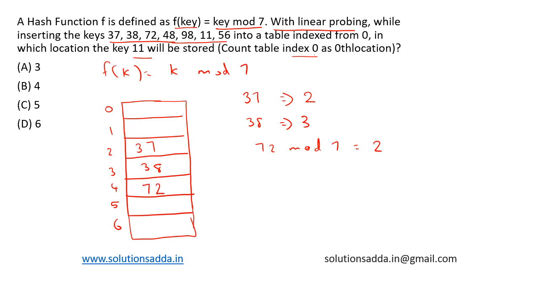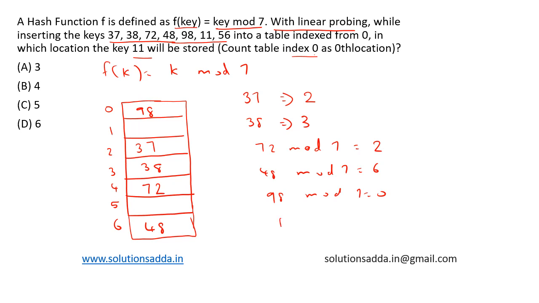Now 48 is placed at which location? 48 mod 7 is equal to 6. So 48 will be placed at location 6. Now 98. 98 mod 7 is equal to 0. So in location 0, 98 will be kept.